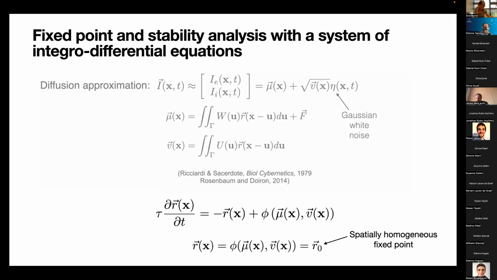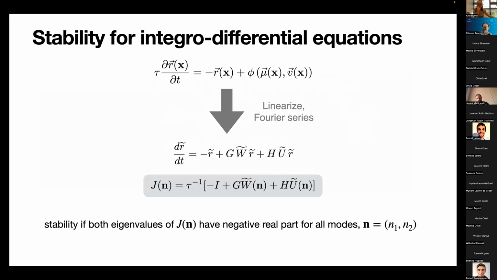So in the case that the external input to the network is spatially homogeneous, you have a spatially homogeneous fixed point as well. We'll call that R naught. So it has an E and an I component, but it does not have an X component, right? So there's one E firing rate, one I firing rate that applies across all of space, and that's a fixed point. So we're interested in the stability of that fixed point. That's what's broken in those animations I was showing you.